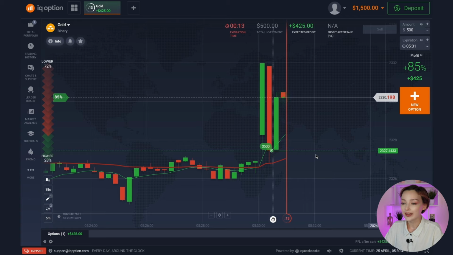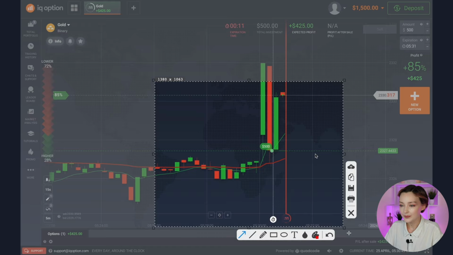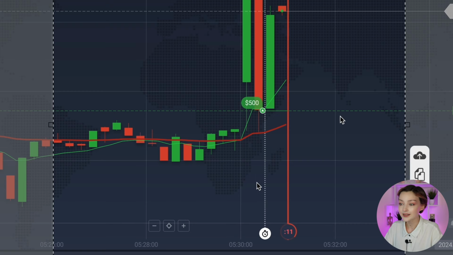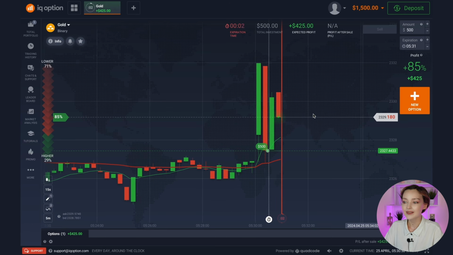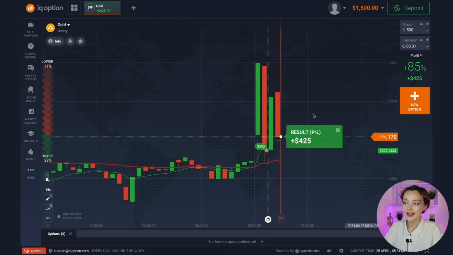Let's zoom in a little bit and see. The green line crossed the red one upwards. Basically, the past line is a top now, essentially confirming the new uptrend, the rising motion, so to say. Literally 1 minute in, we're getting $425 of profit. Isn't it wonderful?